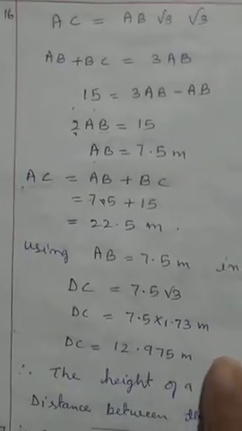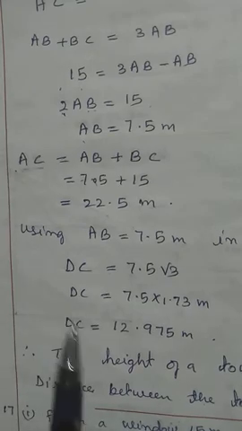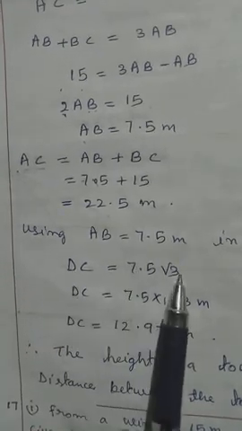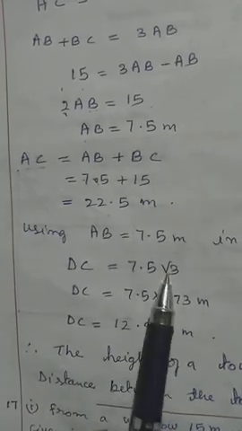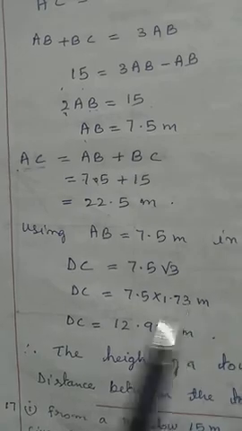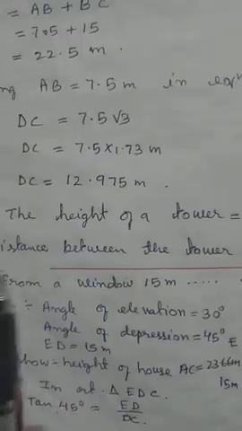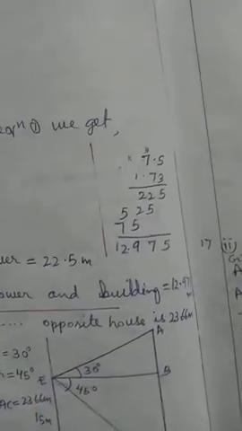So remember, we also want the distance between the tower and the building. We know it is DC. Then from equation 1 we have DC equals AB root 3. Since we know AB, we can replace the value of root 3 with 1.73. When we multiply it, we get 10.975. So that means the height of the tower is 22.5 and the distance between the tower and the building is 10.975 meters.